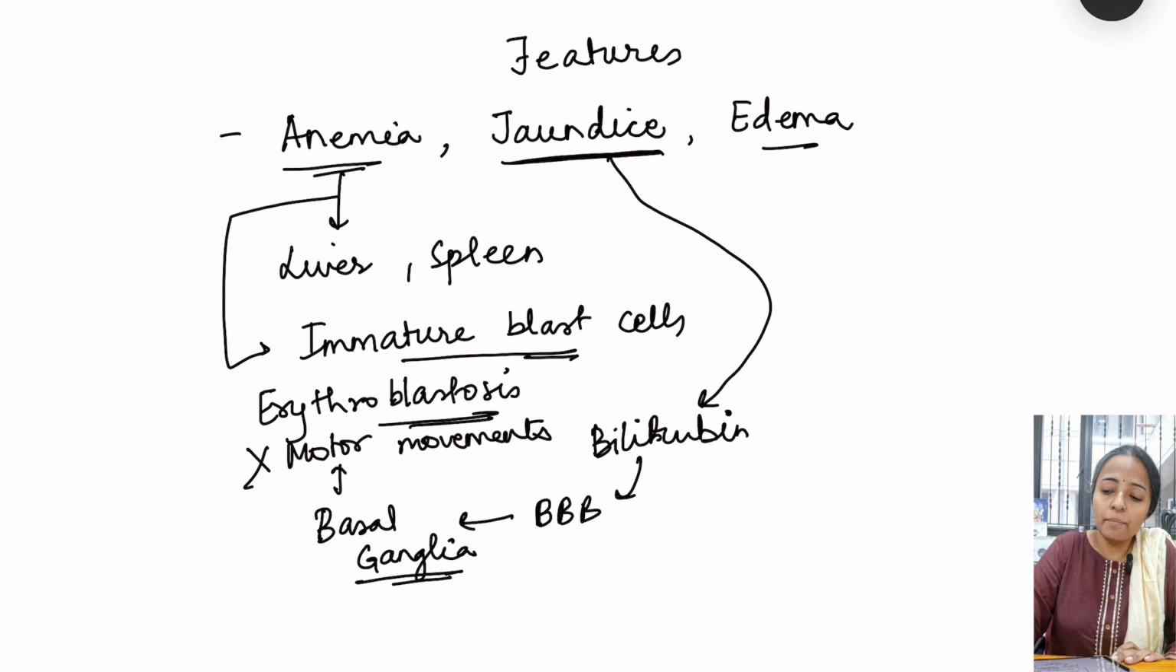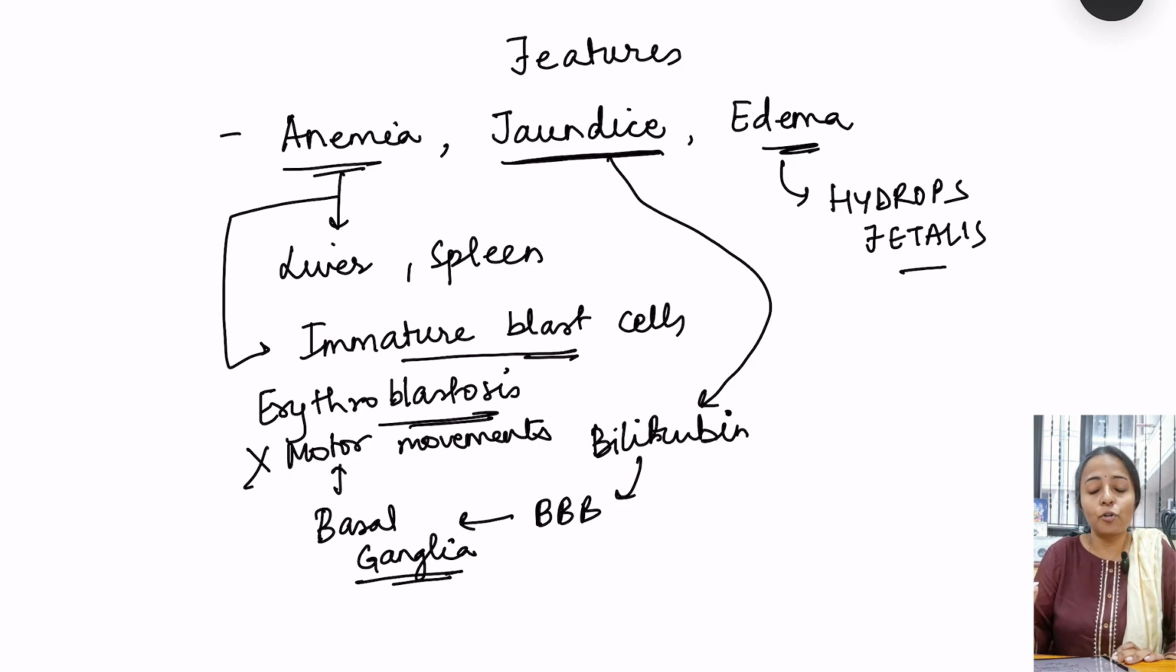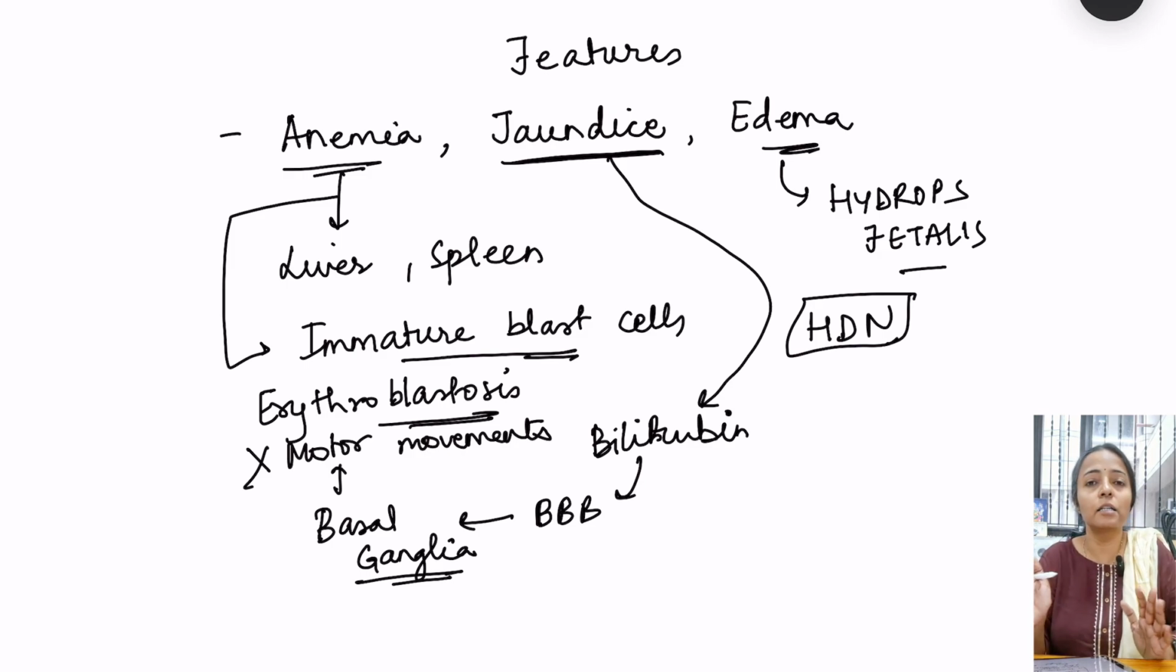Then, because edema occurs, this condition is also known as hydrops fetalis. There is another name for this condition, that is hemolytic disease of the newborn. So erythroblastosis fetalis, hydrops fetalis, hemolytic disease of the newborn, all three are the same thing, and these are the features of the condition. Also, if this hemolysis is severe, there can be death of the baby also, right? So how to prevent this disease?